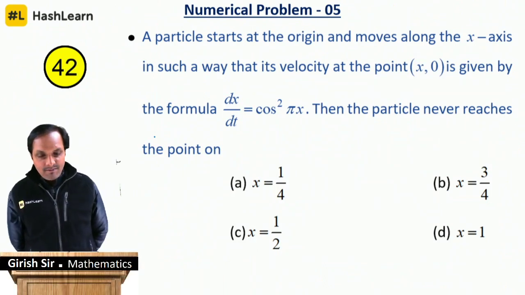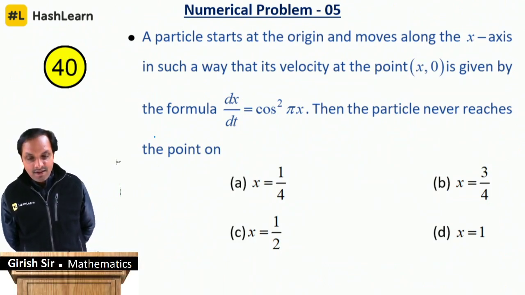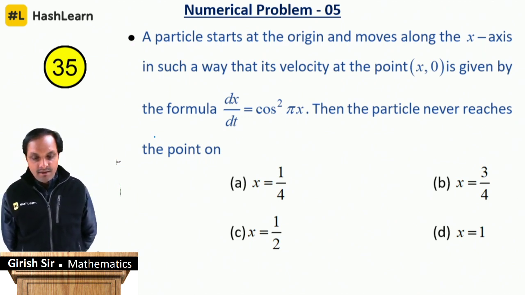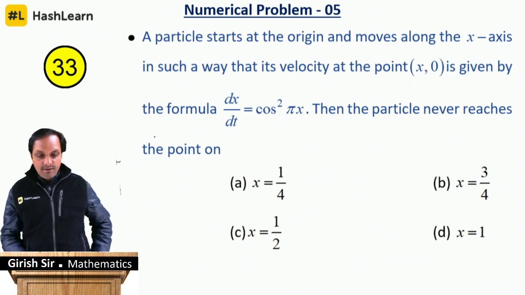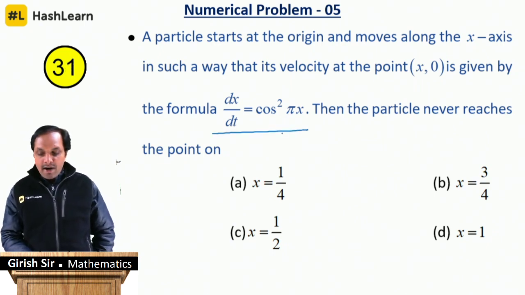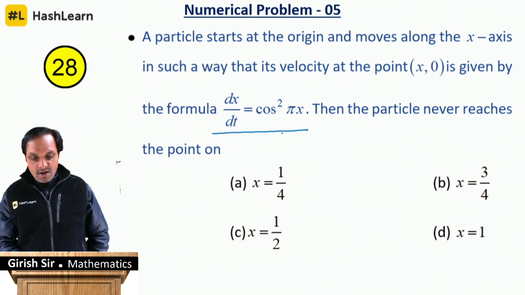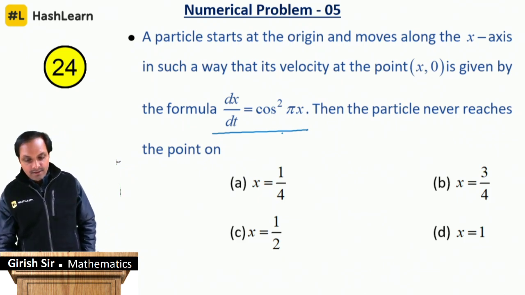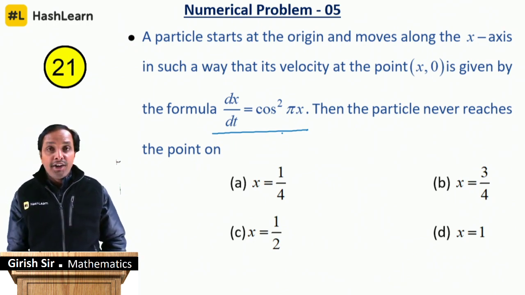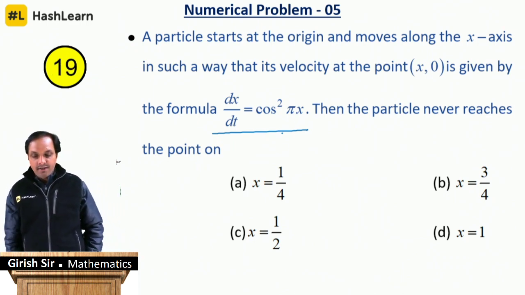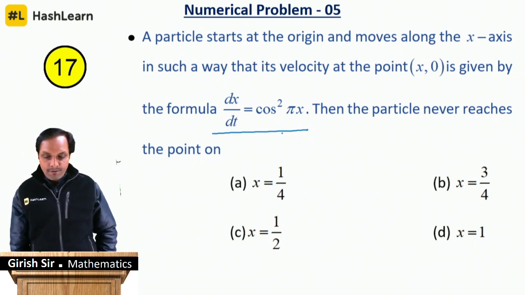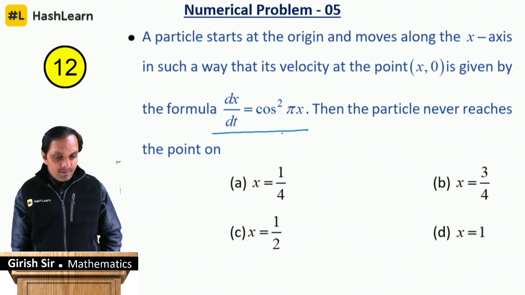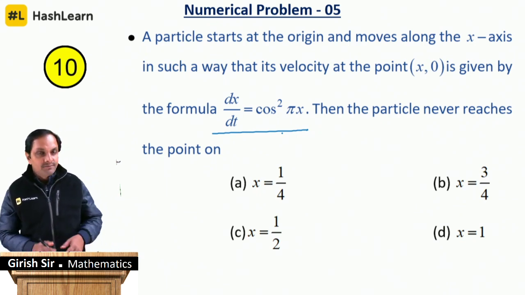Very important problem. The particle starts at the origin and moves along x-axis in such a way that its velocity at a point is given by a formula, dx by dt. The particle never reaches the point on. They are giving you certain values of x: 1 by 4, 3 by 4, 1 by 2 and 1. So let me see who is going to give the right choice.